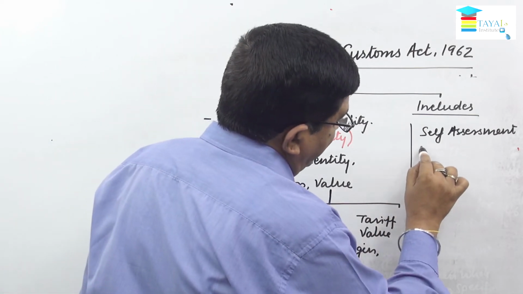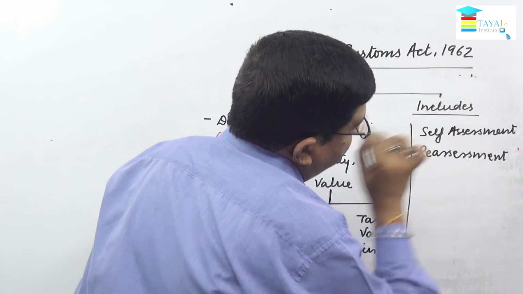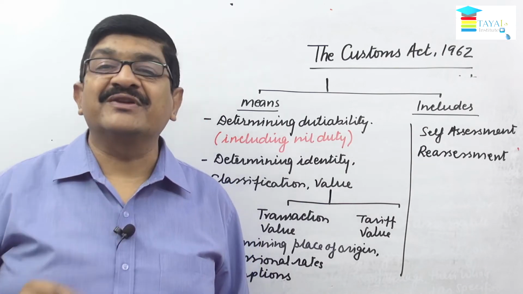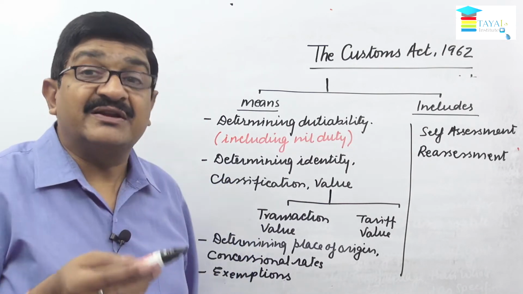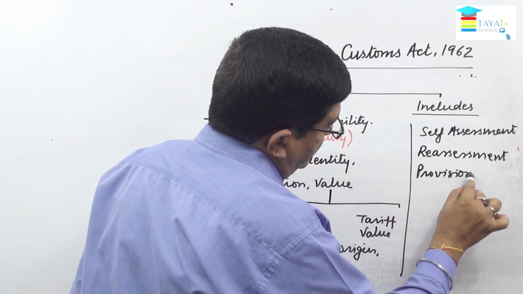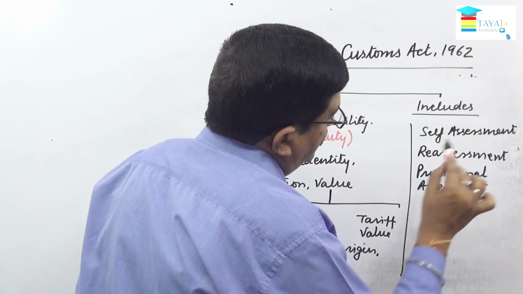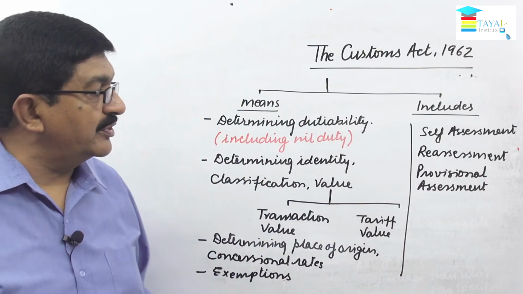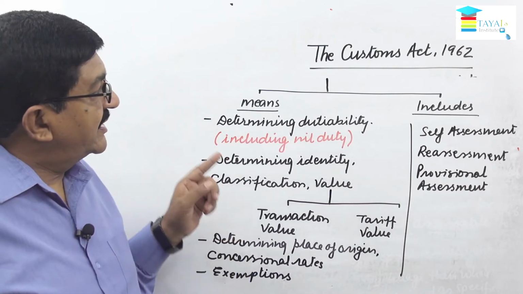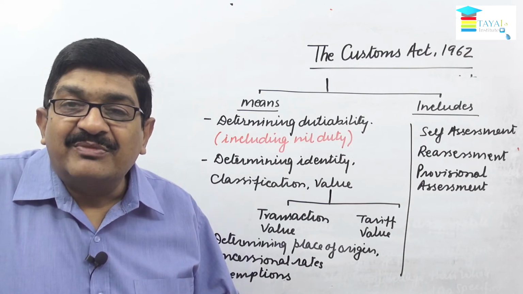Then, reassessment. Reassessment is by the officer. Under specific situations, so those self-assessment is covered under section 17, reassessment is covered under section 17 and other sections as well, but mainly under section 17. Then we have provisional assessment. All types of assessment, so whether it is self-assessment or it is reassessment or it is provisional assessment, every other thing will be covered under the definition of the term assessment, as long as the end result of the exercise is determination of the duty.